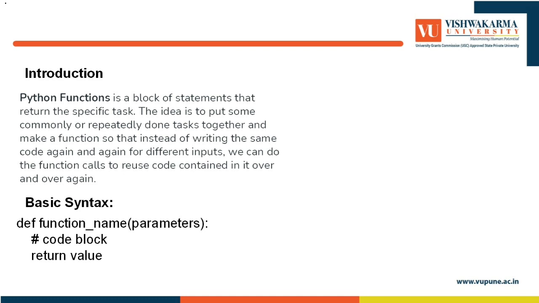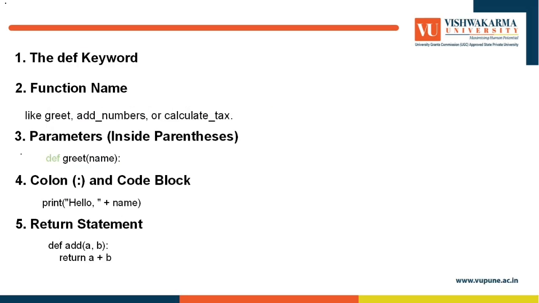Below is the basic syntax of a Python function. First is def. This keyword means you are defining a function. It tells Python. Second is the function name. The name you give your function; you use this name to call the function later. It must follow naming rules. Example: def greet(name).